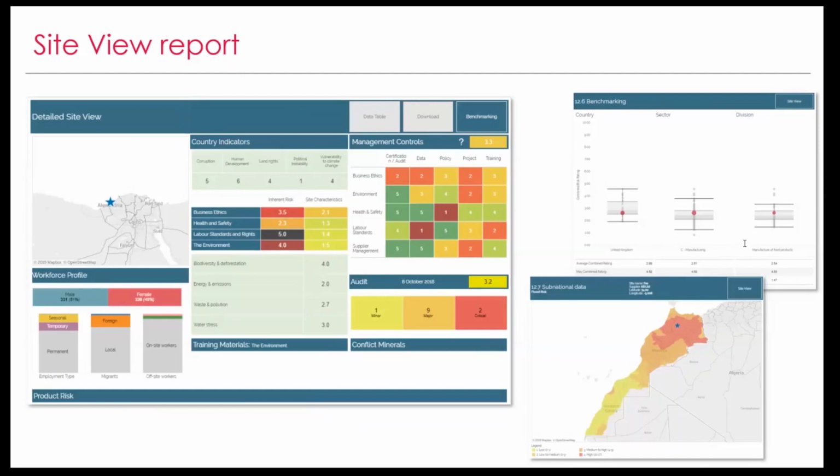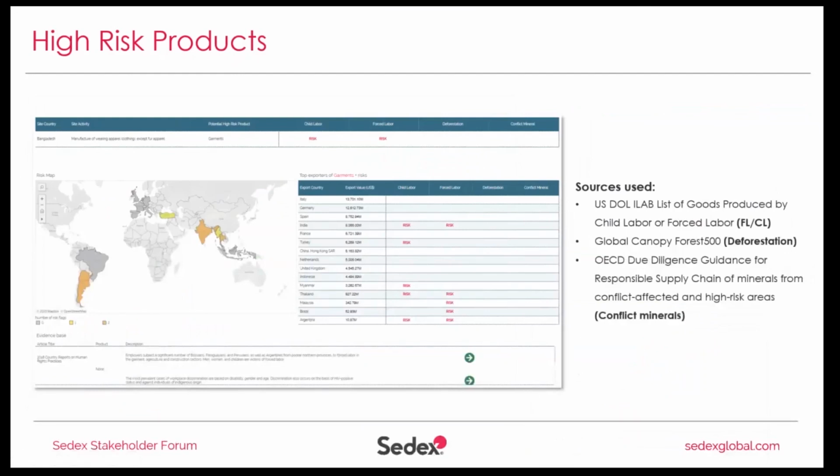So that takes us on to the next report, which is actually a set of different reports related to these high-risk products. They really draw on, again, publicly available information about the risk of specifically forced labour, child labour or deforestation, drawing on information provided by the US Department of Labour with their list of goods produced by forced and child labour, and also Canopy's Forest 500 list of goods heavily connected with deforestation. This will also draw in trade data, so you'll be able to compare how that particular site compares to other key export markets in terms of those specific risks.